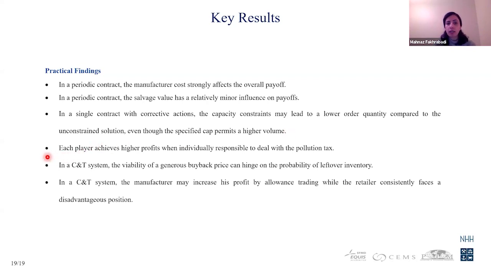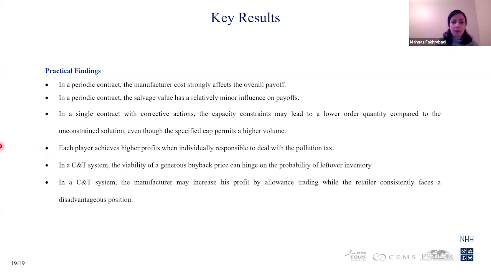Each player achieves higher profits when individually responsible to deal with the pollution tax, even though it's not a big difference. And in a cap and trade system, the viability of a generous buyback price can hinge on the probability of leftover inventory. So it is the time we can say that the manufacturer becomes generous for buyback price when he knows that there won't be that much buyback first. And on the other hand, he's going to increase his prices. So he is manipulating the retailer: I'm offering you a buyback, but with the higher prices. But on the other hand, he knows the demand of the market, the order quantity, and he knows that he won't get that much leftover.